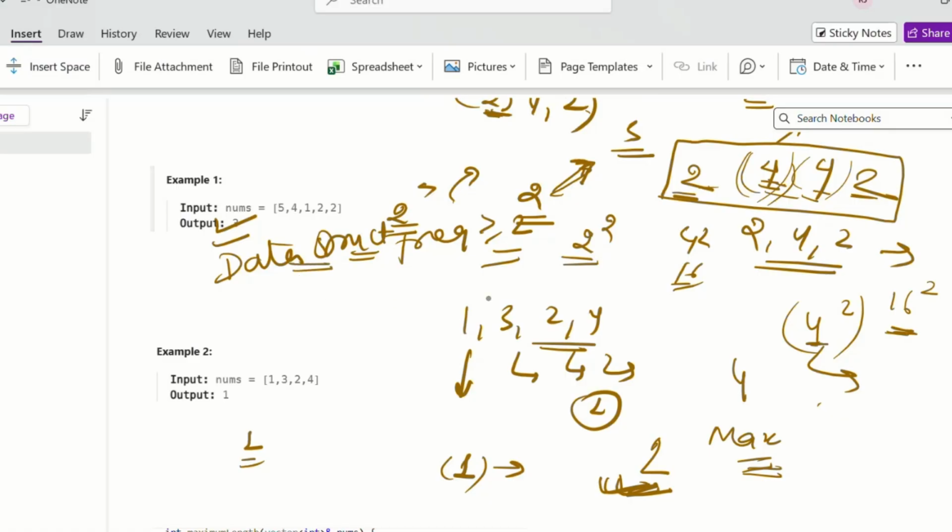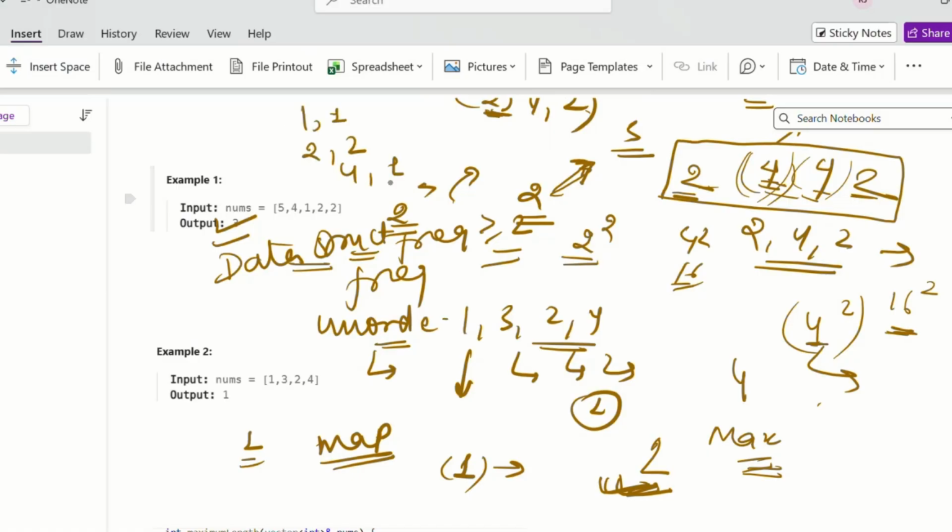So we first need to use the frequency. For frequency, we can use unordered map. But unordered map will not sort our numbers. To sort the numbers, we need to use map, because map will sort the numbers. So if I store my values in map, suppose 1 is coming one time, 2 is coming two times, 4 is coming one time, and 5 is coming one time, it will store it in increasing order in map. That's why, and we need to start from the minimum element only.